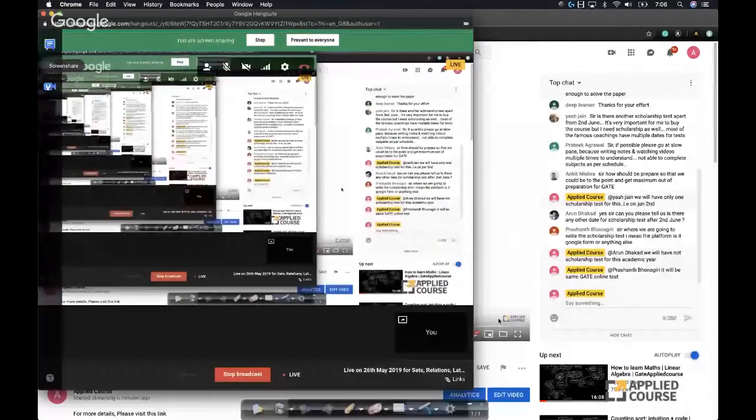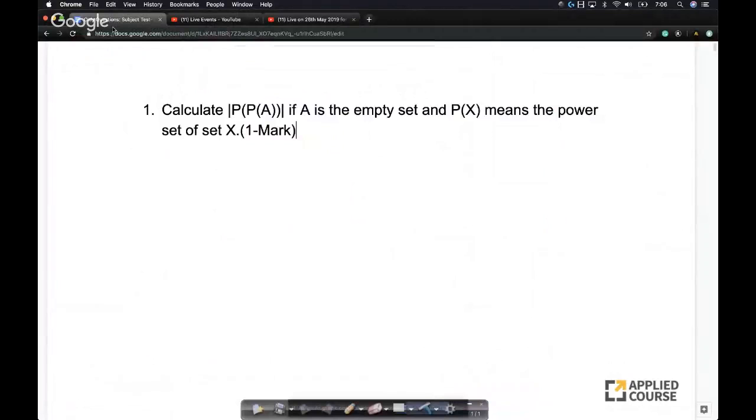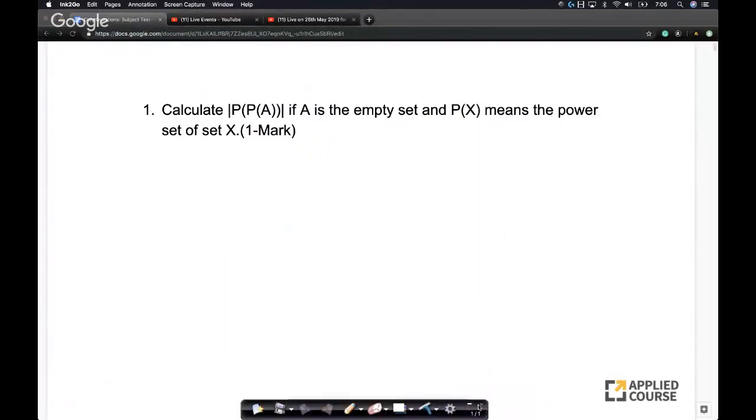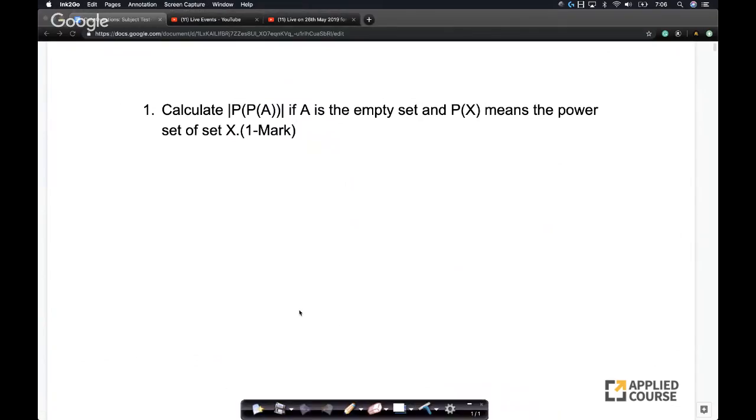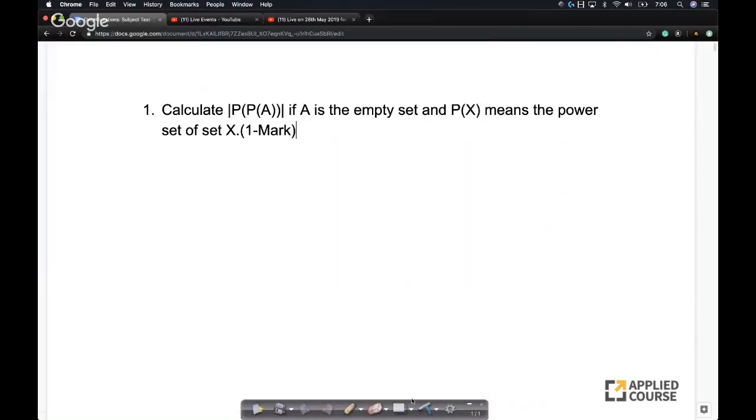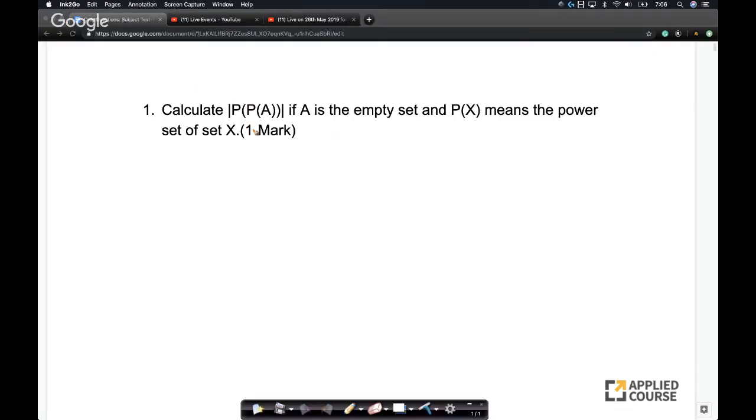So let me just share the screen with you. Okay, so I'm sharing the screen. Let me go ahead. Okay, so let's start solving these problems. Let me hide this. I hope everything is visible. Yeah, so this is visible. Very good. So let's look at this problem.